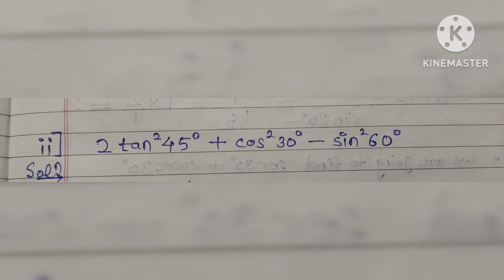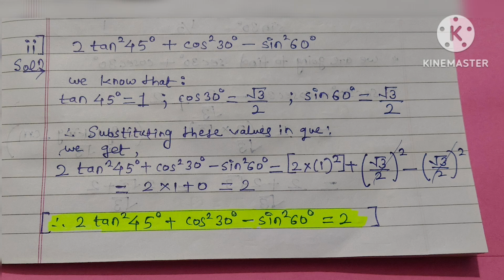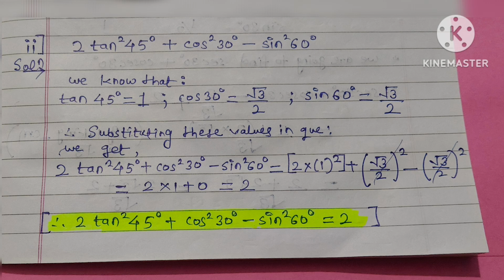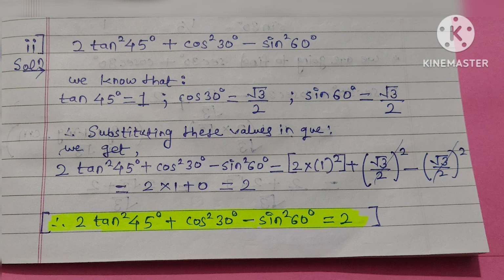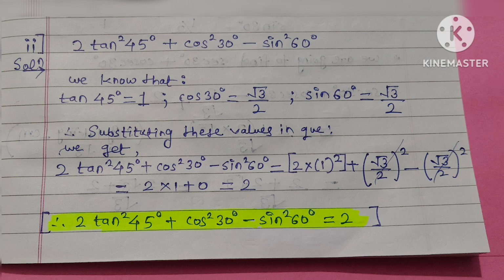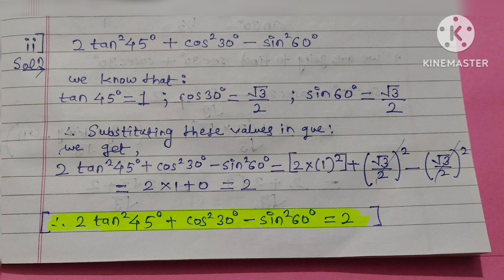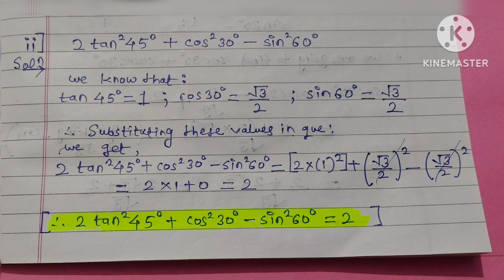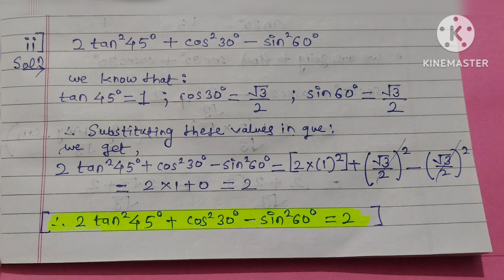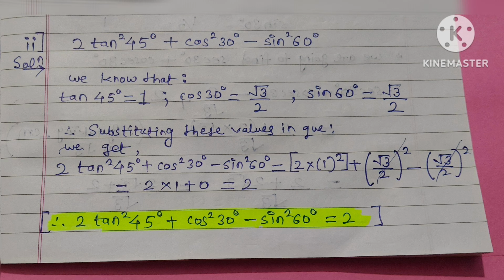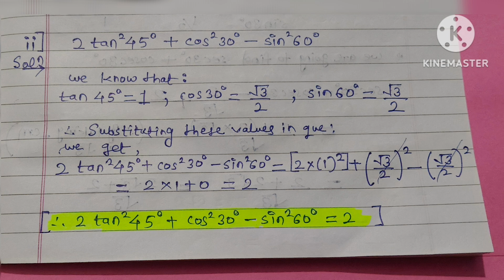Second question, 2 tan square 45 plus cos square 30 minus sine square 60. So we know the values tan 45 is equal to 1, cos 30 is equal to under root 3 by 2, and sine 60 is also equal to under root 3 by 2. So substituting these values into the question, we'll get 2 into 1 square plus under root 3 by 2 whole square minus under root 3 by 2 whole square.